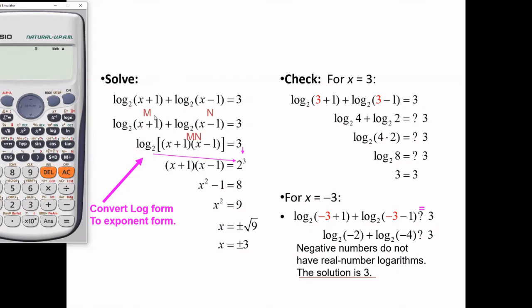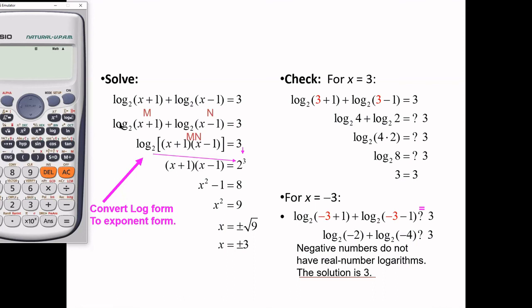Okay, look at this one. Here we've got log 2, all of these are log 2's. Now, I can't solve this like it is. But what I'm going to do is use the multiplication rule, since that's a plus there, to get down to just one log.